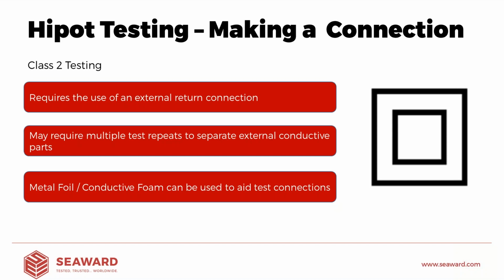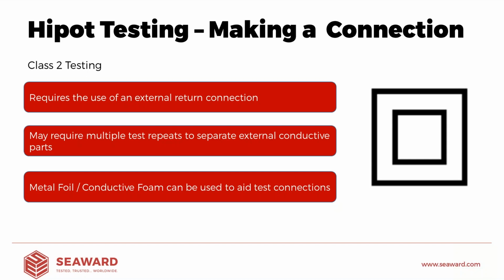In certain circumstances, it may be prevalent or a requirement for you to use something like metal foil or conductive foam to aid in your test connections. We may have multiple points that we need to Hipot test with the class 2 product, particularly where you may have metal chassis separated by plastic onto a separate part of metal, and so on. So if there are multiple exposed conductive points, we need to make sure all of those exposed conductive points are Hipot tested.